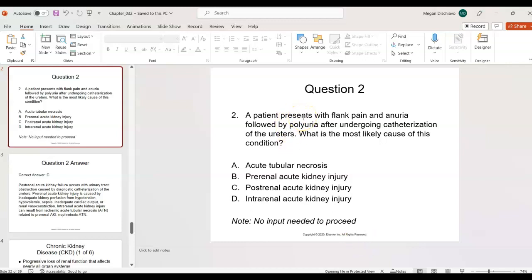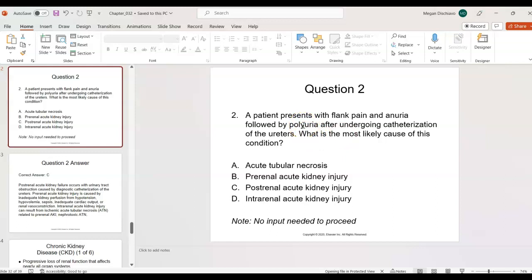So a patient presents, and remember I told you to read through the questions carefully. A patient presents with flank pain. You know what that is. It's sort of TL junction, thoracolumbar junction, that flank pain, and anuria. I'm sure you know that. A means without as a prefix. Poly means an increase. I'm sure you guys know that. But here we are breaking those words down. Okay. So a patient presents with flank pain and anuria. So they're not going to the bathroom. They're catheterized and then they go a lot. I'm sure you guys have seen this a million times.